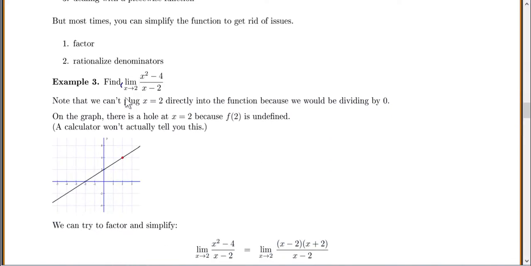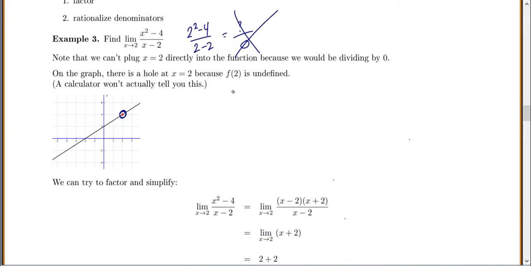In this example, we want to find the limit as x approaches 2 of x squared minus 4 over x minus 2. If I just try to plug 2 in, I'd get 2 squared minus 4 over 2 minus 2, and we don't care what it is on the top, we're dividing by 0, and that's a big no-no. If you graphed it, you'd have a hole right here. Calculators don't actually tell you this, they just fill it in. But there is technically a hole at x equals 2 because you can't divide by 0. So we'll factor it before we plug in the 2.